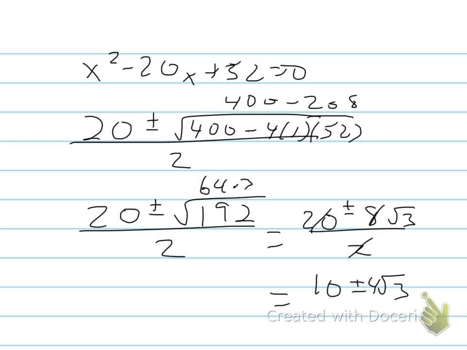Excuse me, 4 square roots of 3. Apologize. Let's take a moment to think about this. If we want to approximate it, we do 10 minus 4 square roots of 3. We still get a positive answer, so both of these answers are fine.